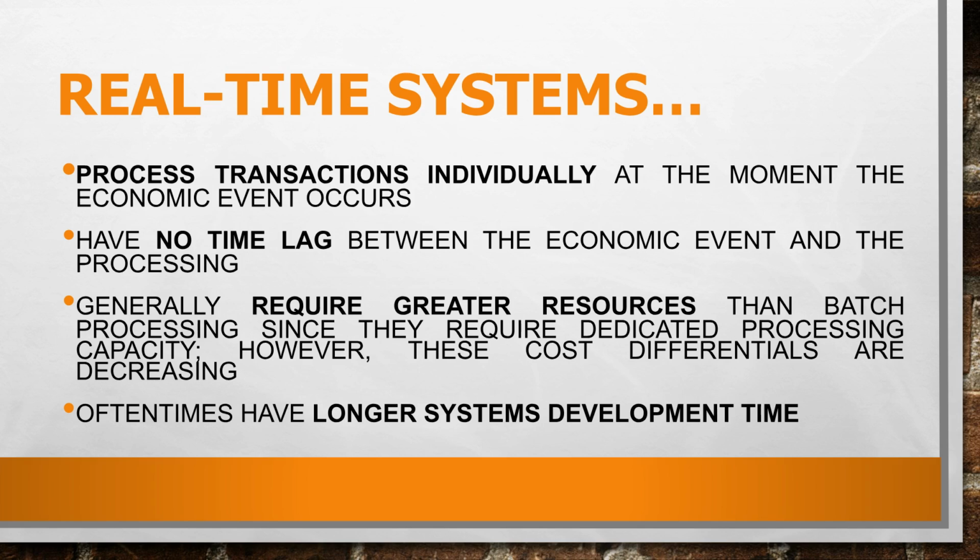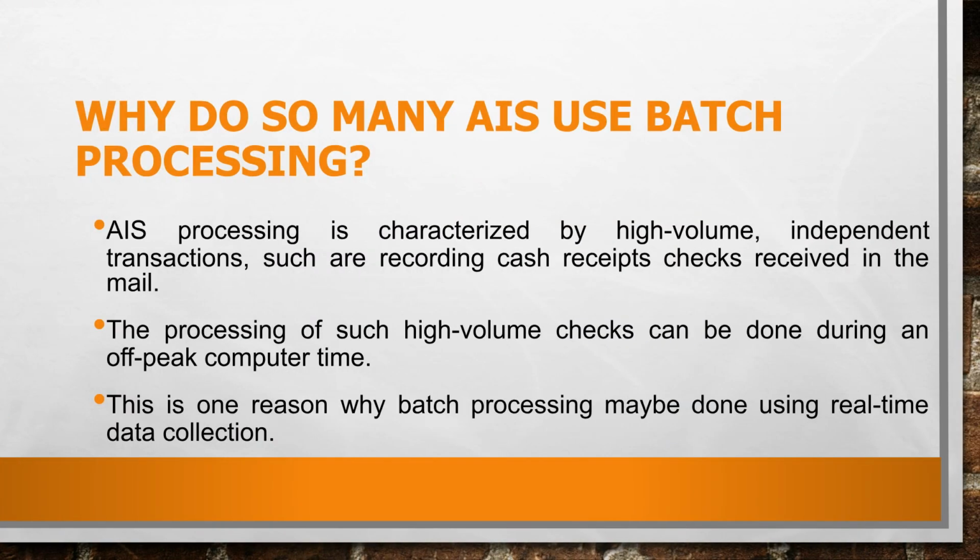Real-time systems process transactions individually at the moment they occur, eliminating time lags. While they often require greater dedicated processing capacity and longer development times, these cost differences are decreasing. This visual provides an overview of real-time processing, contrasting the immediate nature of these systems with the delayed processing inherent in batch systems. Many accounting information systems still rely on batch processing because they handle high-volume, independent transactions, such as cash receipts. These can be efficiently processed during off-peak hours, even if data collection itself occurs in real time.